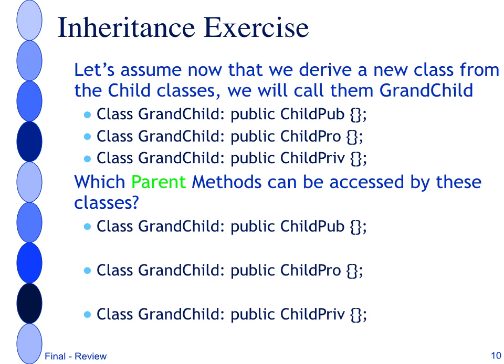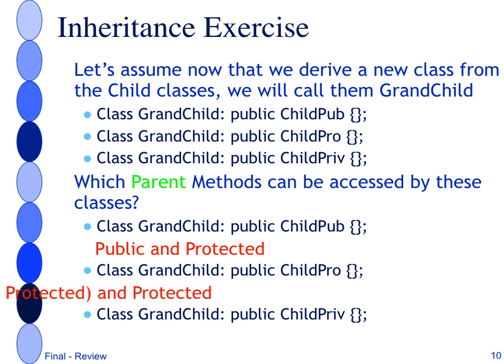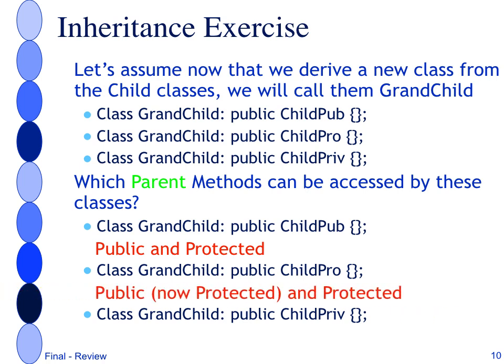So class grandchild public would be able to see anything that is public or protected, because it comes from the child public, right? Because this is a method inside. How about if we go to the child pro? What it's done is anything that was public became protected, protected is still protected, and private is private. So we'll still be able to see anything that was public, which is now protected, and protected.